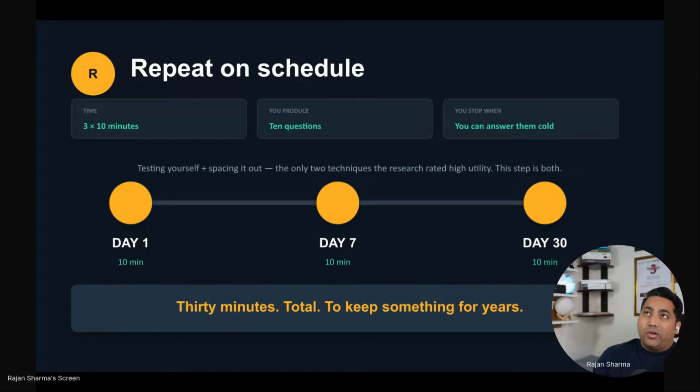So if you really want to plan it this way: Day 1, just spend 10 minutes. Day 7, 10 minutes. And day 30, 10 minutes. 30 minutes to keep something for years.